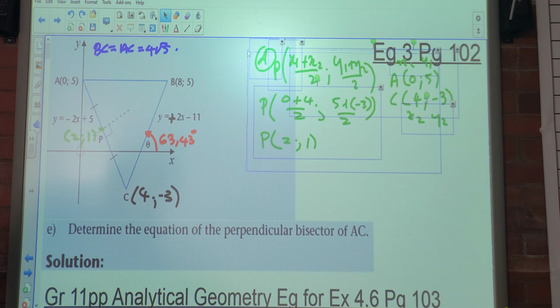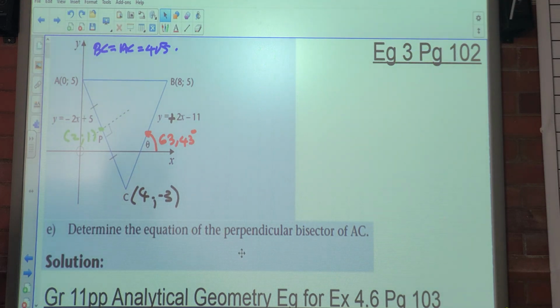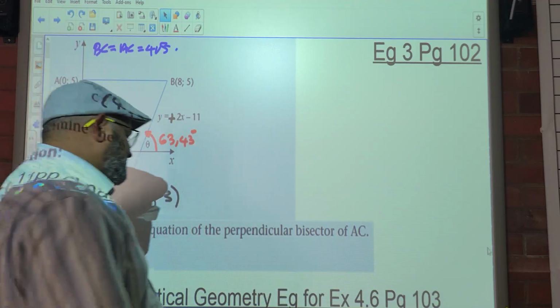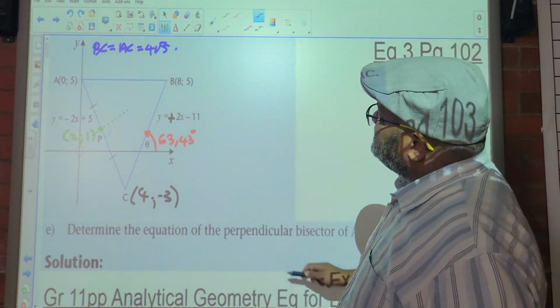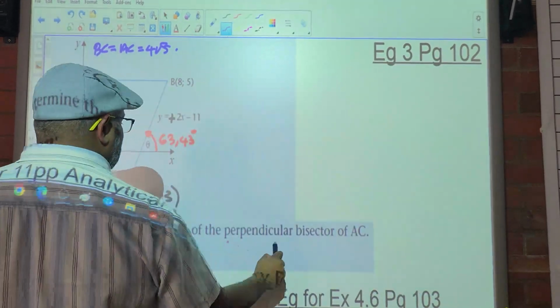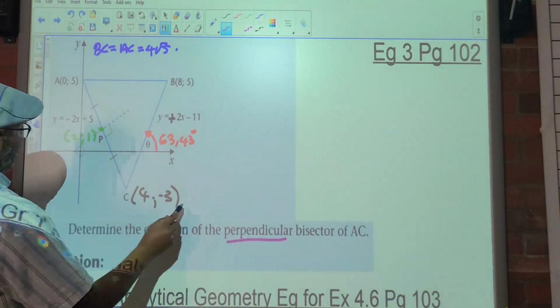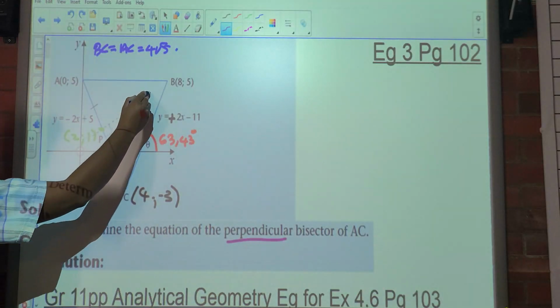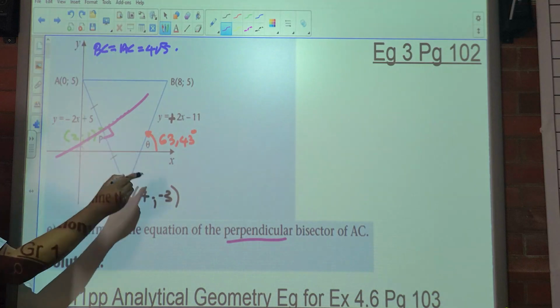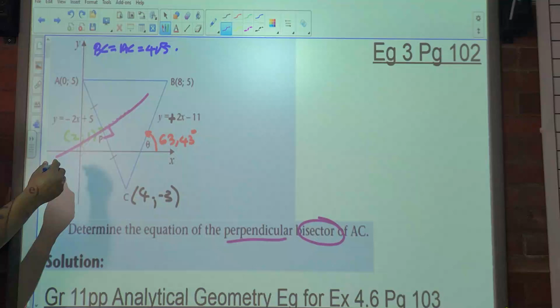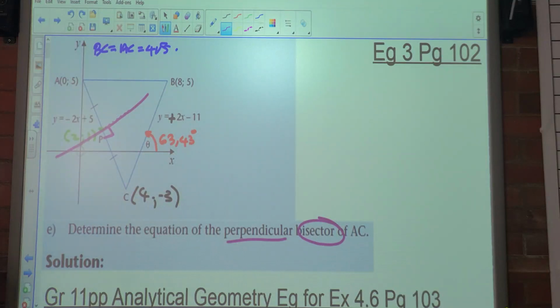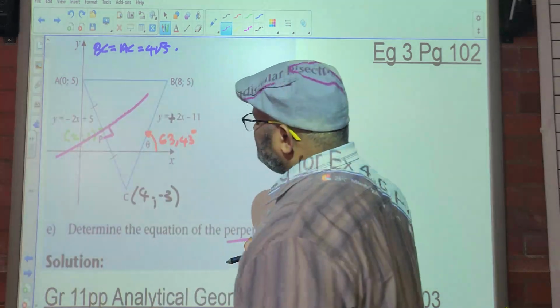And then of course the last question. We are asked to determine the equation of the perpendicular bisector of AC. People, if something is perpendicular, what do we know? The product of the two gradients is negative 1. So perpendicular is a line going through like that at 90 degrees. Bisector means to say, wait, what? It's cut in half. So it's actually this dotted line that they're wanting you to calculate. You guys understand?